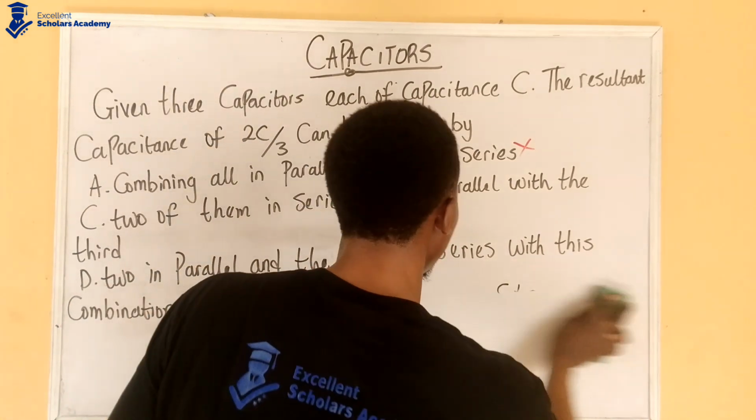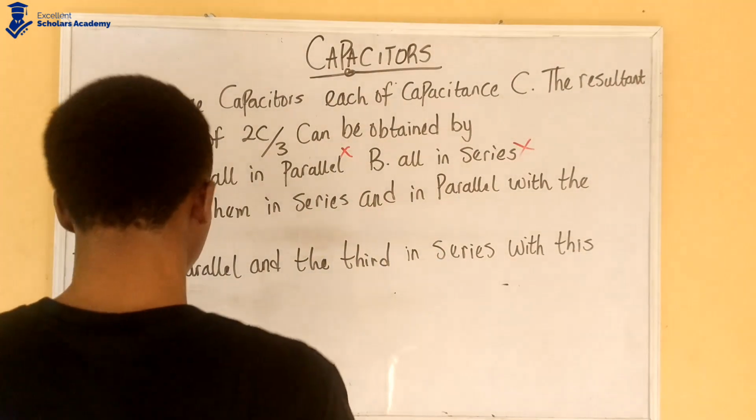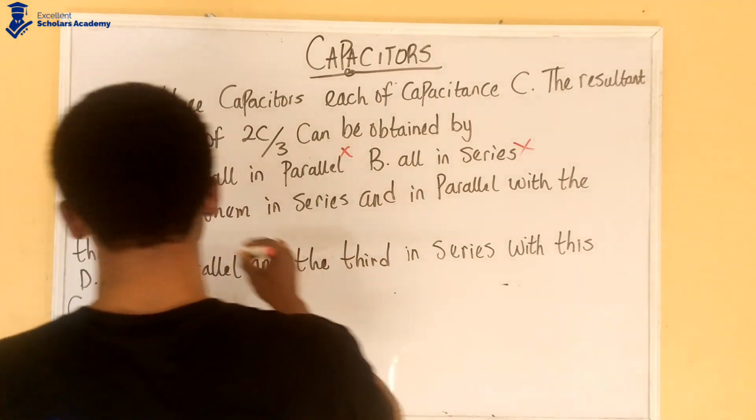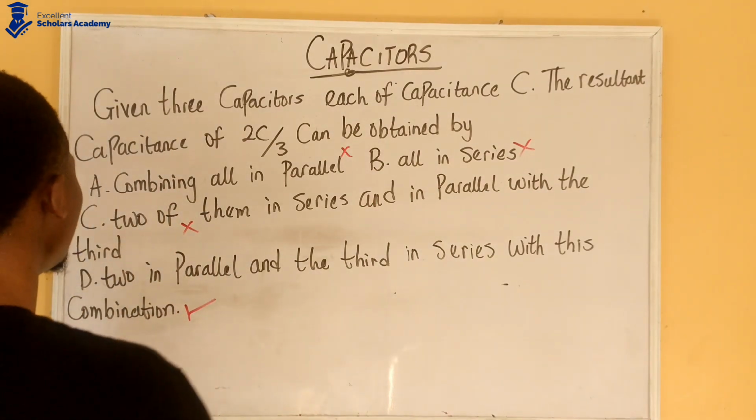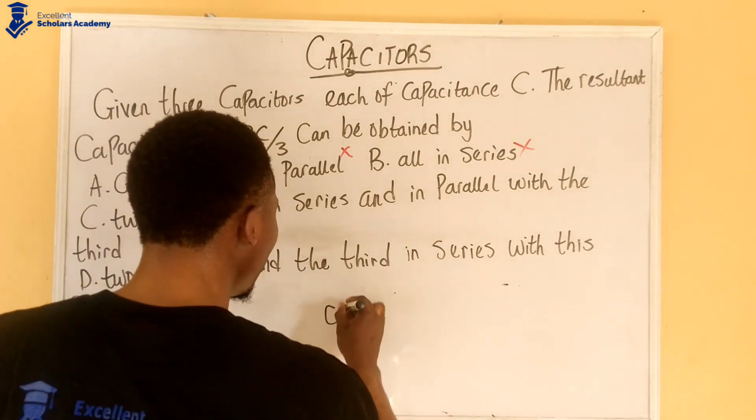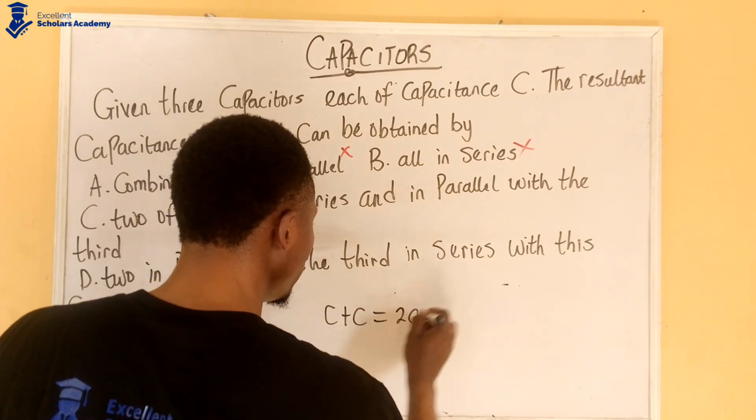It shows that this last one should be our answer. So C is also out. This last one should be our answer, but let's check it out. It says 2 in parallel. 2 in parallel, that means C plus C. We're going to have 2C.